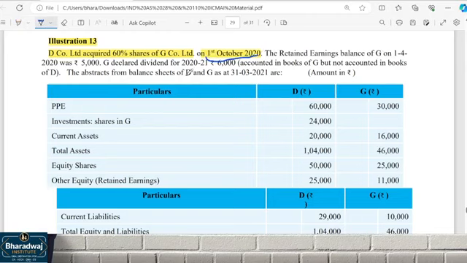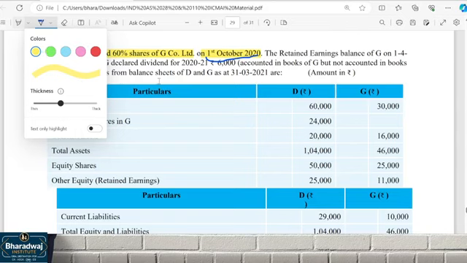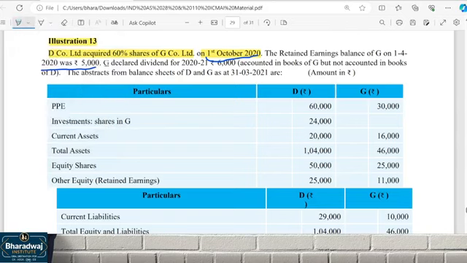Retained earnings balance of G at the beginning of the year is 6,000. Next one is most important. G Limited declared a dividend for the current year. It is accounted in the books of G, the company declaring the dividend, but not in the books of D. Abstracts from the balance sheet of D and G are given to us.